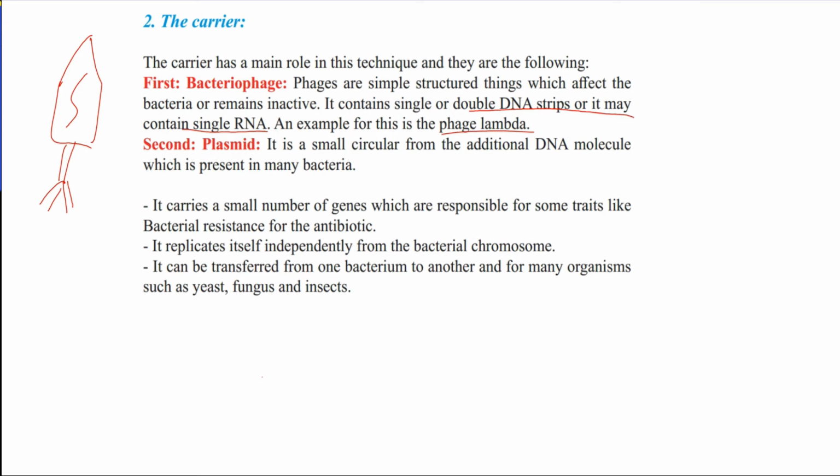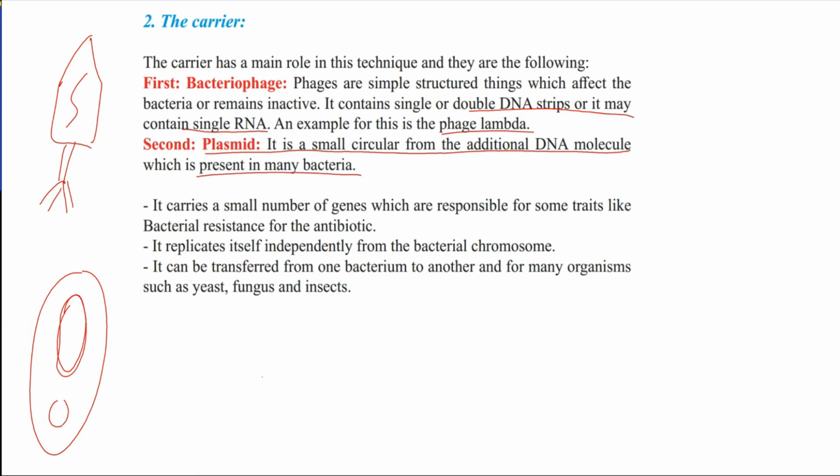Second, the plasmid. It's a small circular form of additional DNA molecule which is present in many bacteria. We remember bacterial DNA has its own genetic material, but in addition has some other pieces of genetic material which we can call plasmids. It carries a small number of genes which are responsible for some traits like bacterial resistance to antibiotics. A plasmid replicates itself independently from the bacterial chromosomes.